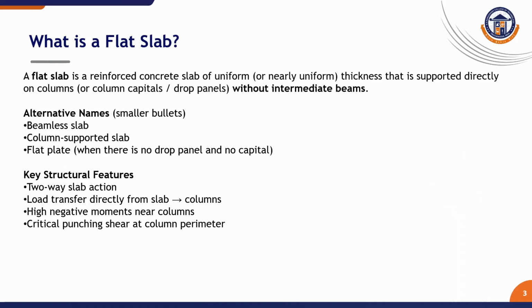A flat slab is a reinforced concrete slab of uniform or nearly uniform thickness that is supported directly on columns without the use of intermediate beams. It is also known as the beamless slab or column supported slab. When there is no drop panel and no column capital, it is called a flat plate. Key structural features include two-way slab action, direct load transfer from slab to column, high negative moments near columns, and critical punching shear at the column perimeter.